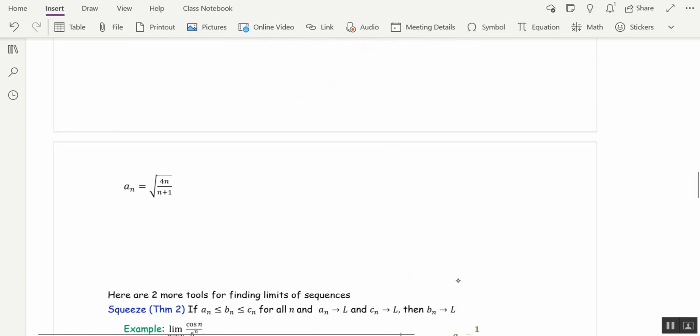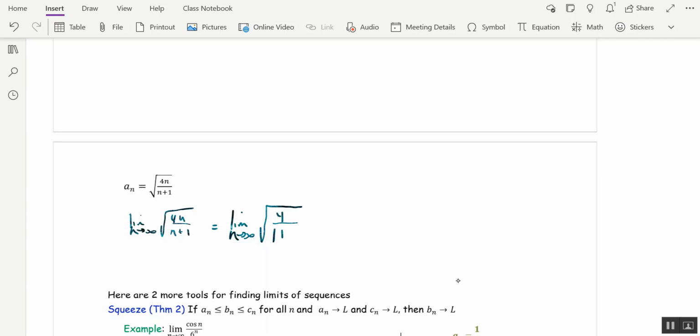Let's do another one. I want the limit as n goes to infinity of the square root of 4n over n plus 1. Inside the square root, I'm getting infinity over infinity, which is a do more work. What I'm going to do is underneath the square root, divide by the highest power in the denominator, which is n. So on top, I divide by n and I get 4. On the bottom, I divide each term by n. I get 1 plus 1 over n. Now I can take the limit because I'm not getting infinity over infinity. I'm getting the square root of 4 over 1 because the limit as n goes to infinity of 1 over n is 0. Square root of 4 is 2.